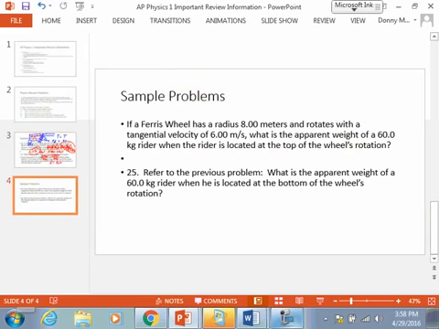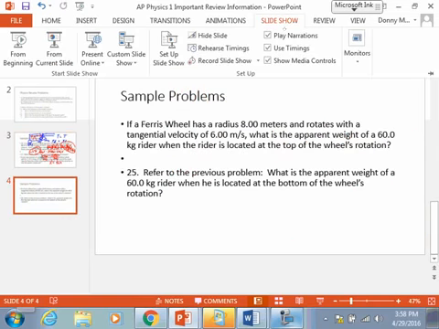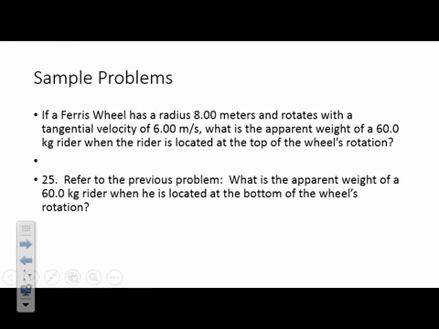All right, one more problem here to go. If the Ferris wheel has a radius of 8 meters and rotates with a tangential velocity of 8 meters per second, what's the apparent weight of a 60-kilogram rider when the rider is located at the top of the wheel's rotation? So draw a picture.